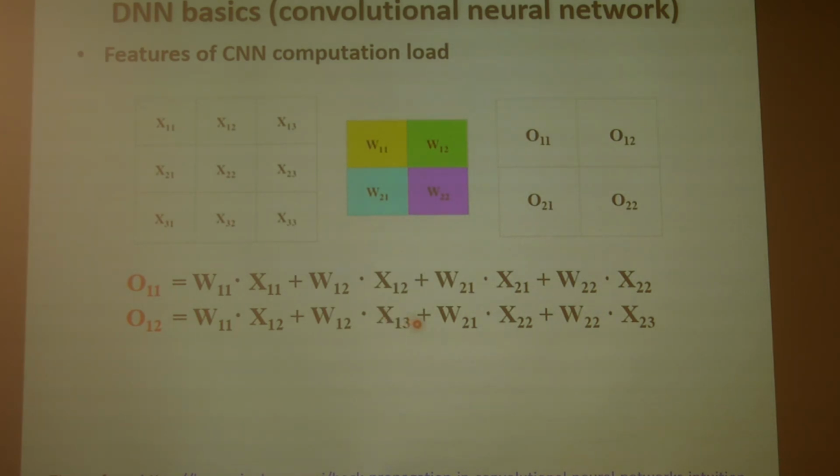So one feature of the CNN computation is that it offers high computational parallelism. That means we can get those output neurons at the same time, and it can help us reduce the processing latency.